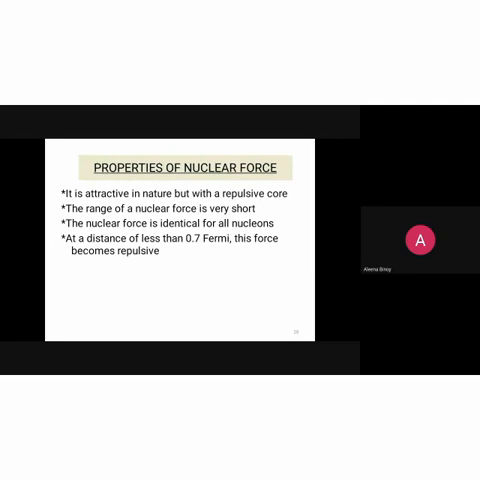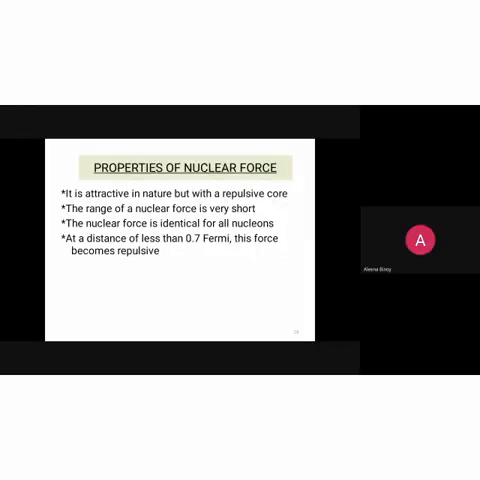The next property is that the range of nuclear force is very short. At 1 Fermi, which means a femtometer, an SI unit of length equal to 10 raised to minus 15 m, the distance between particles in a nucleus is very tiny. At this range, the nuclear force is much stronger than the repulsive force. And if the distance is more than 2.5 Fermi, the nuclear force is practically non-existent.